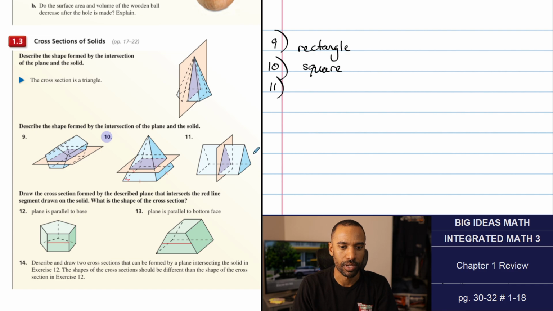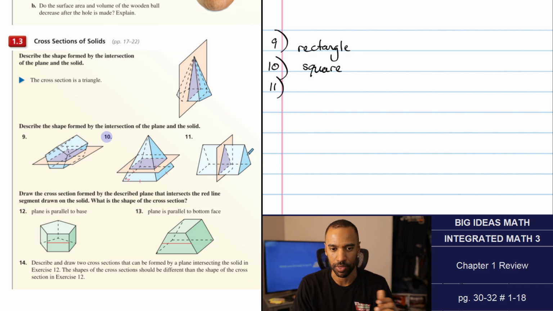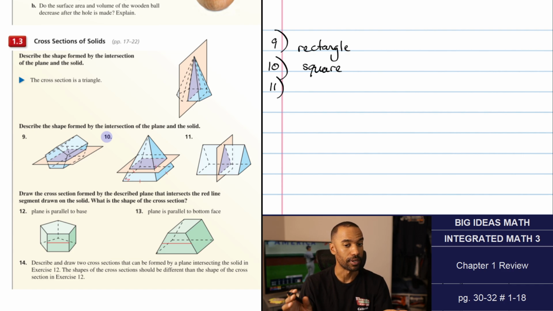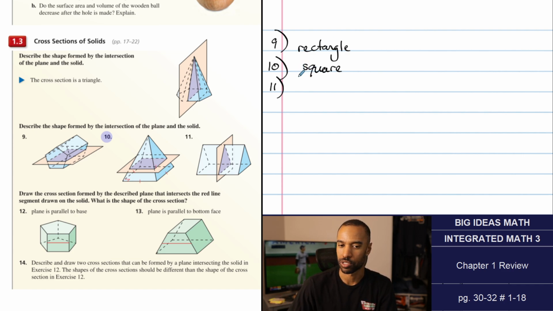And number 11, you can see a triangular prism. Parallel to the bases, it is going to make a triangle here as well that is congruent to those other triangles. No saying on whether the triangles are isosceles or equilateral. It is just a triangle cross-section. Thank you for the drawings. I very much appreciate it. That was number 11.